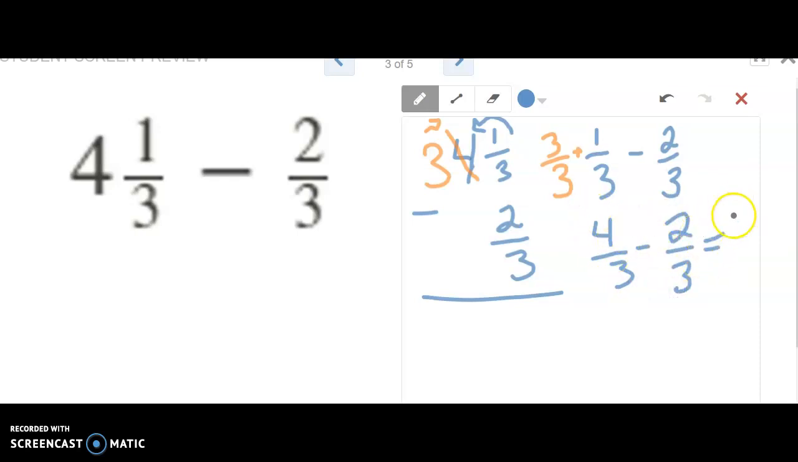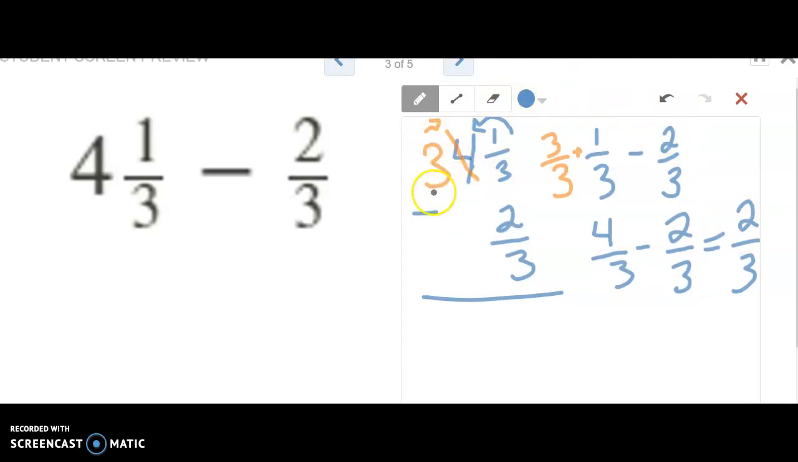So 4 take away 2 is 2. We keep our 3. So we've got 2/3. That's a good fraction. It's not improper. We don't have any simplifying to do. So 2/3 is going to be my fraction part. But I'm not done. Let me come back here and look at my whole numbers.